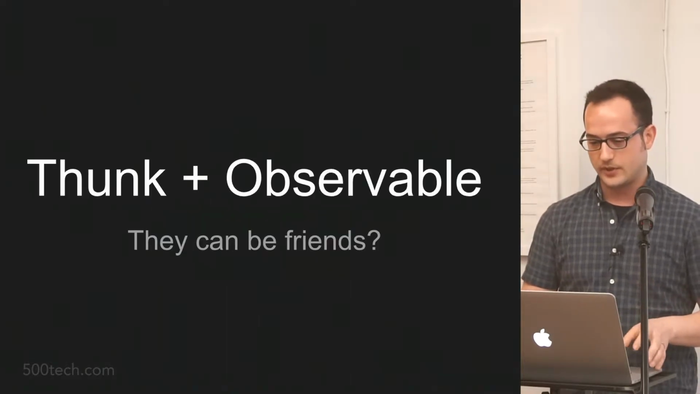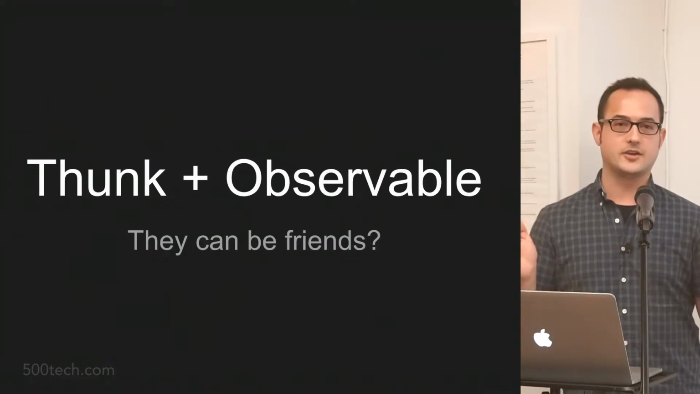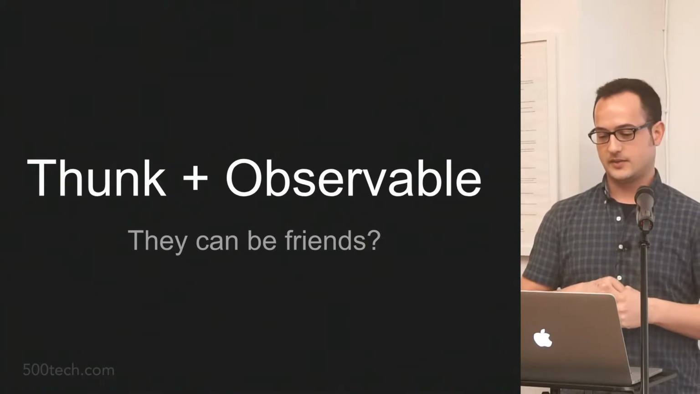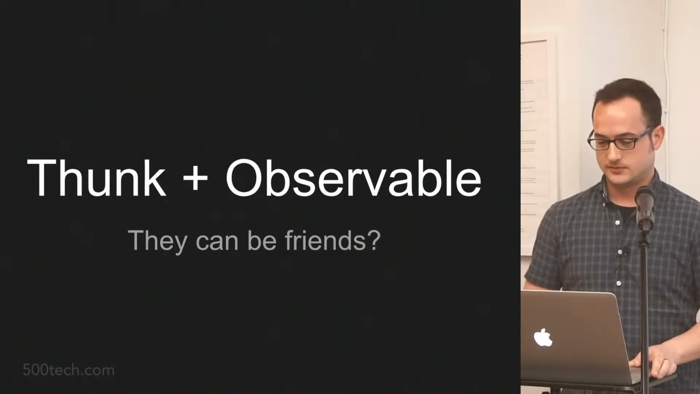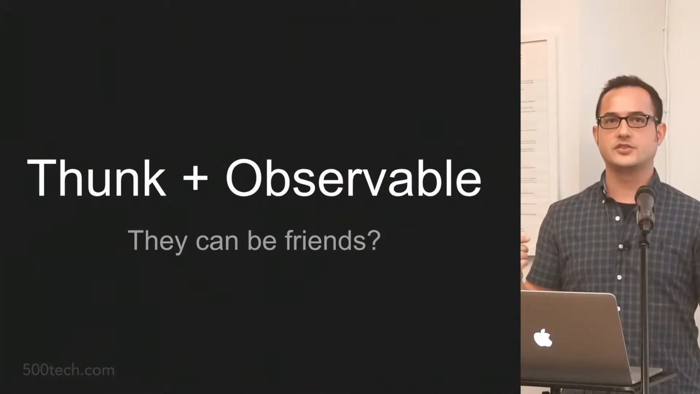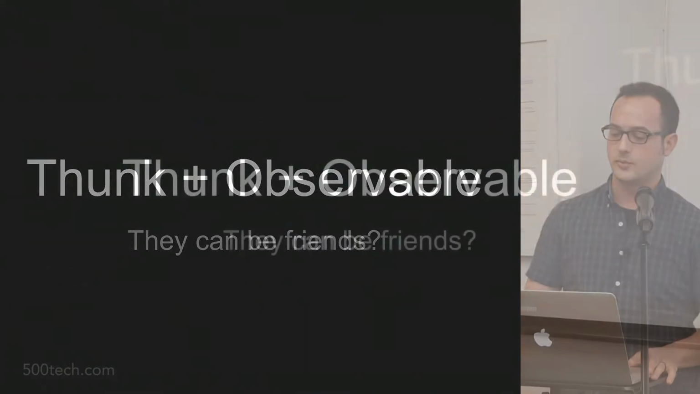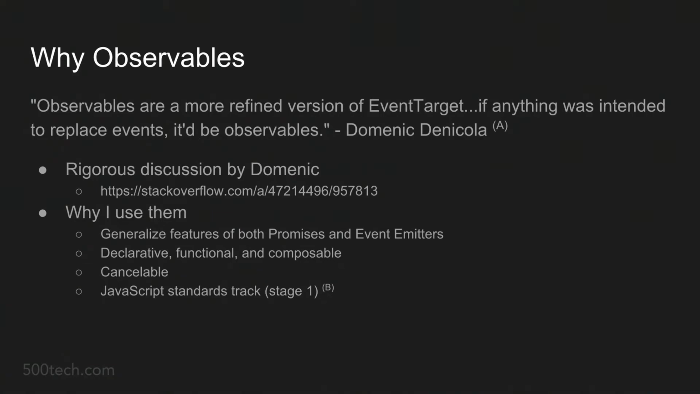So what we came up with is Thunk and Observable. And you didn't know they could be friends. At least I didn't. Because the sentiment was, why can't I just use a Thunk for this? And then I asked myself, well, why not? We're going to move very quickly through this. It's not even to talk about observables so much. You're going to see them in play. But I just want to throw this up there.